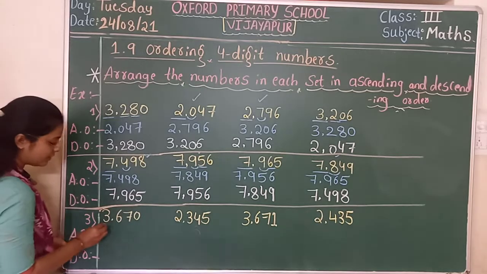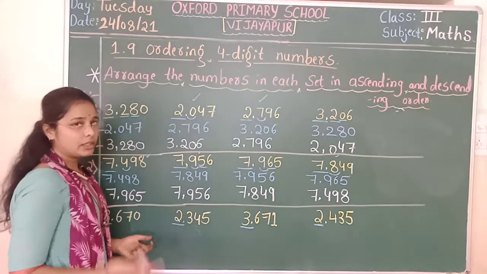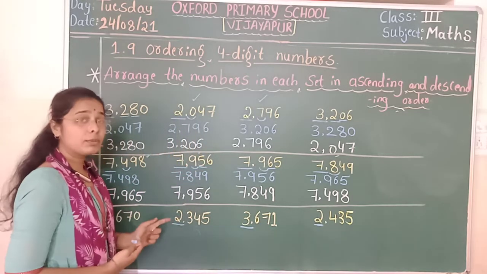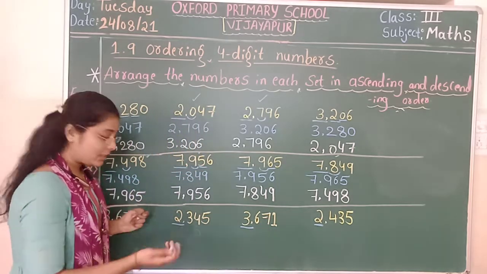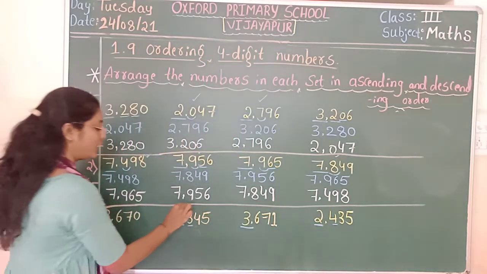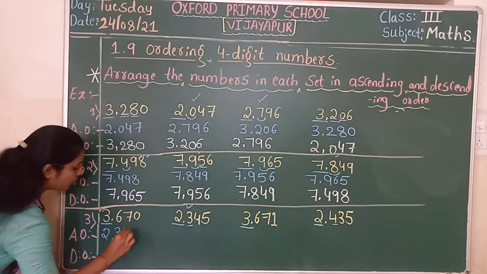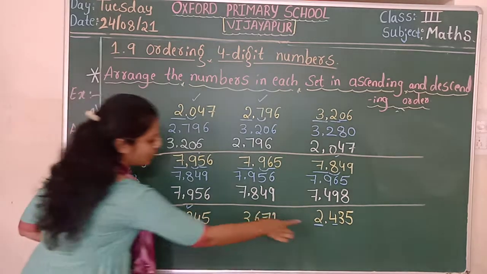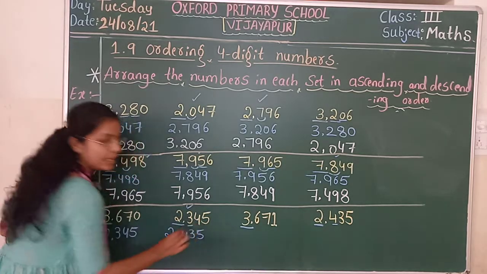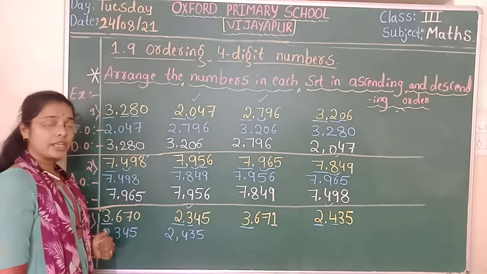Here we are having 3232. Which is the smallest number? 2 is the smallest. But in these two numbers, in the thousands place we are having 2. We will compare the next. Hundreds place we will compare. 4 and 3. 3 is the smaller one. So write down 2345. Next, 2435. It completes now.